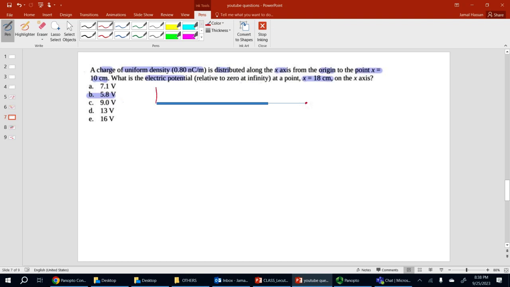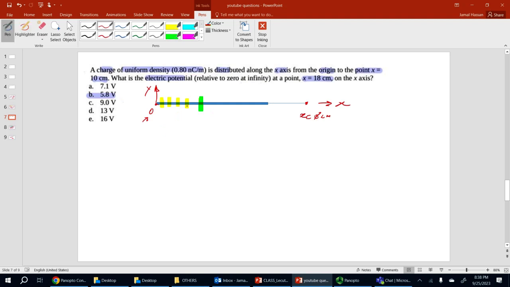So let's assume this is the origin located somewhere. This is the origin, this is the y-axis, this is the x-axis, and this is the point. So x here is equal to 18 centimeters. This is x equals 0, x equals 10, and so on. Okay, so we have to be a little bit careful when we set up the solution for this. The first thing is we need to divide this into many small pieces, right? So let's show one of them somewhere here.